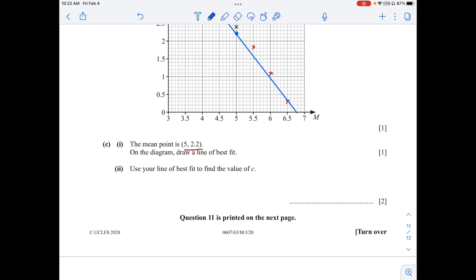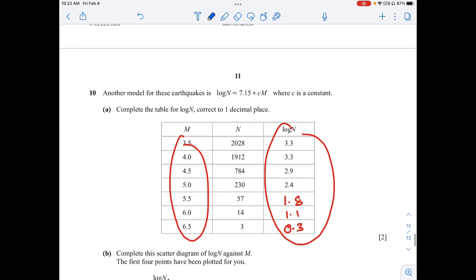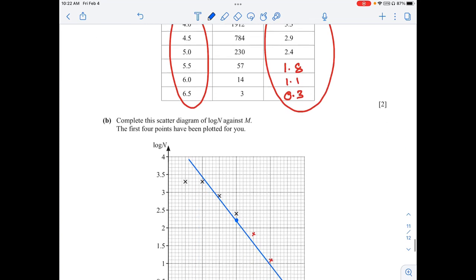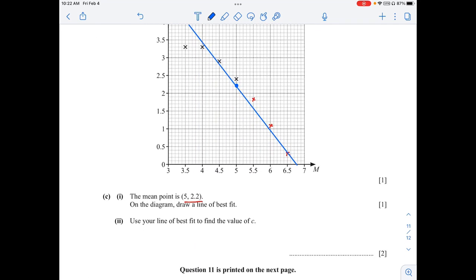Use your line of best fit to find the value of C. What is C? C is going to be the gradient. Change in log values upon, so C can be written as nothing but what? Change in log values upon change in M values. So for C, take any 2 points and find the gradient.